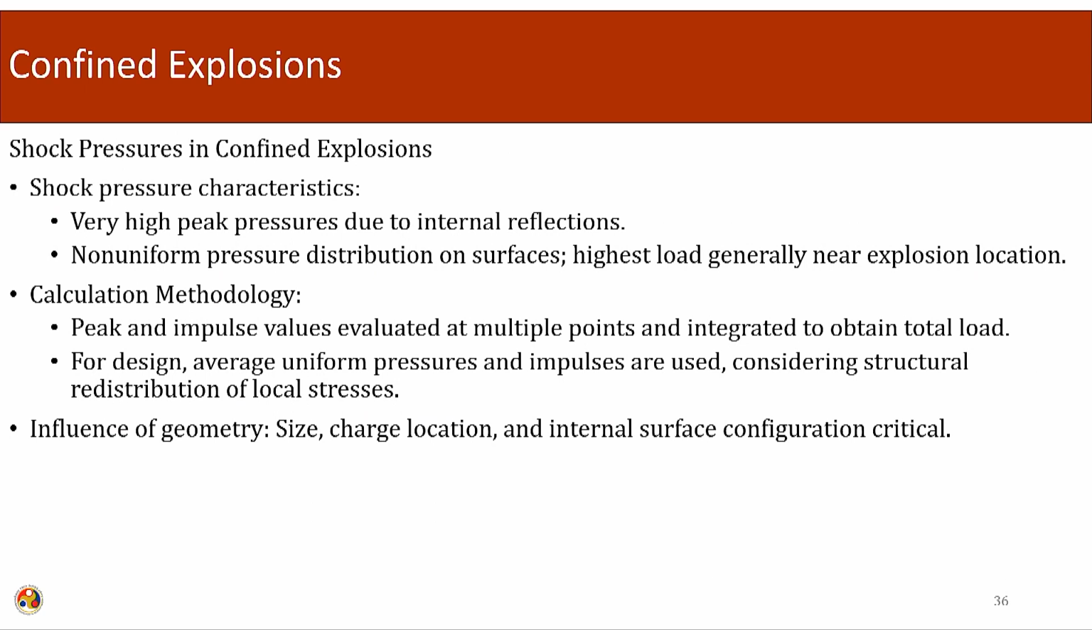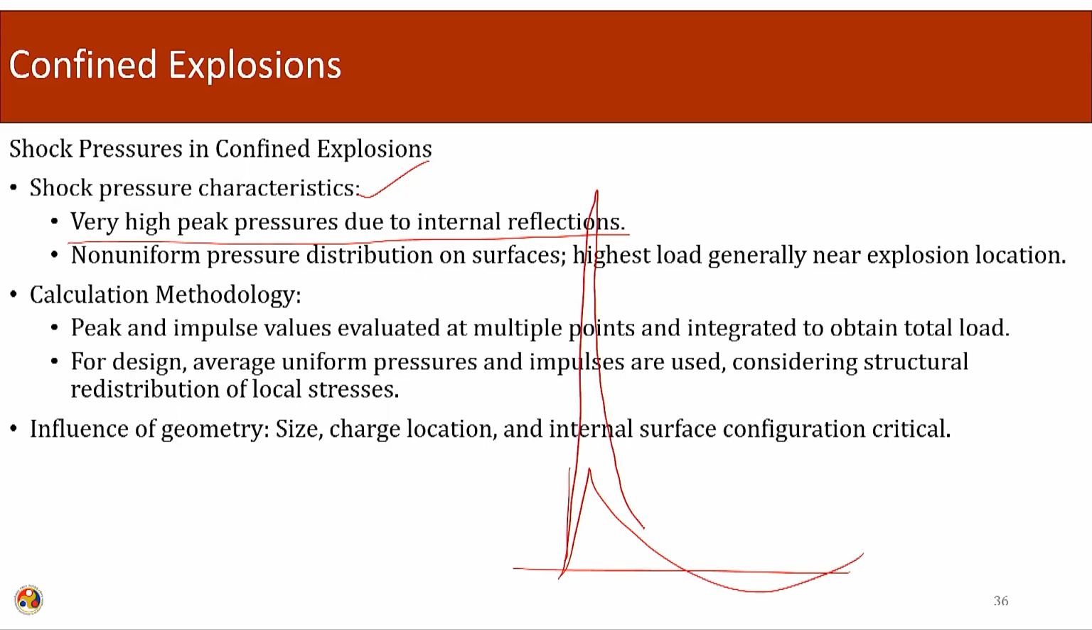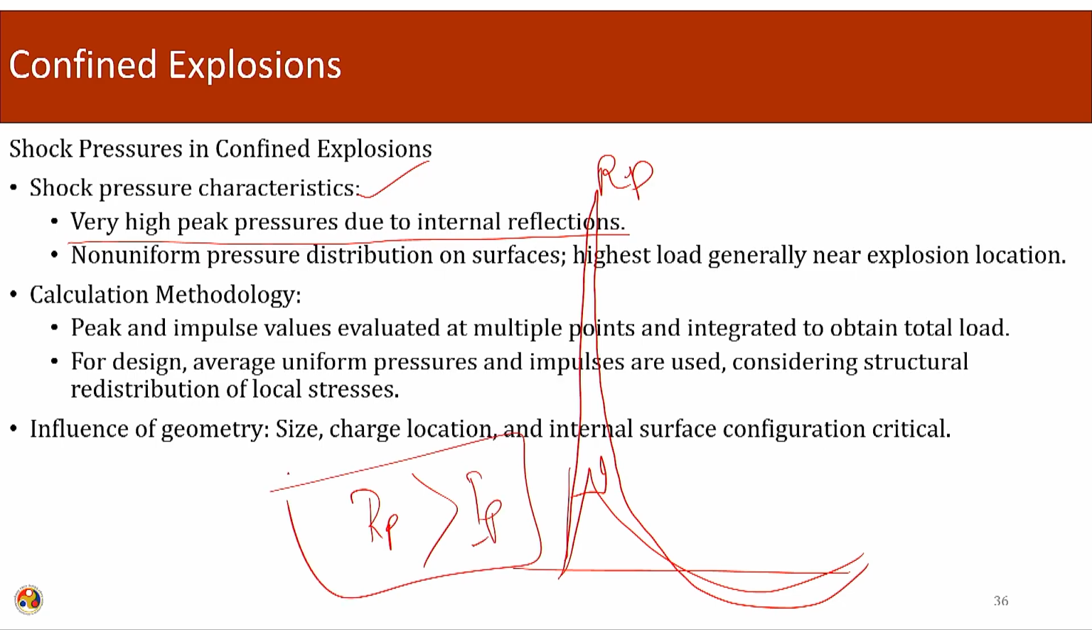Shock pressure, what happens to the shock pressure in confined explosions? The shock pressure characteristics. It attains a very high peak pressure due to the internal reflections, as we said. If this is the incident pressure, there will be a great augmentation in the reflected pressure. So, the reflected pressure will be significantly higher than the incident pressure. It occurs due to the internal reflection.